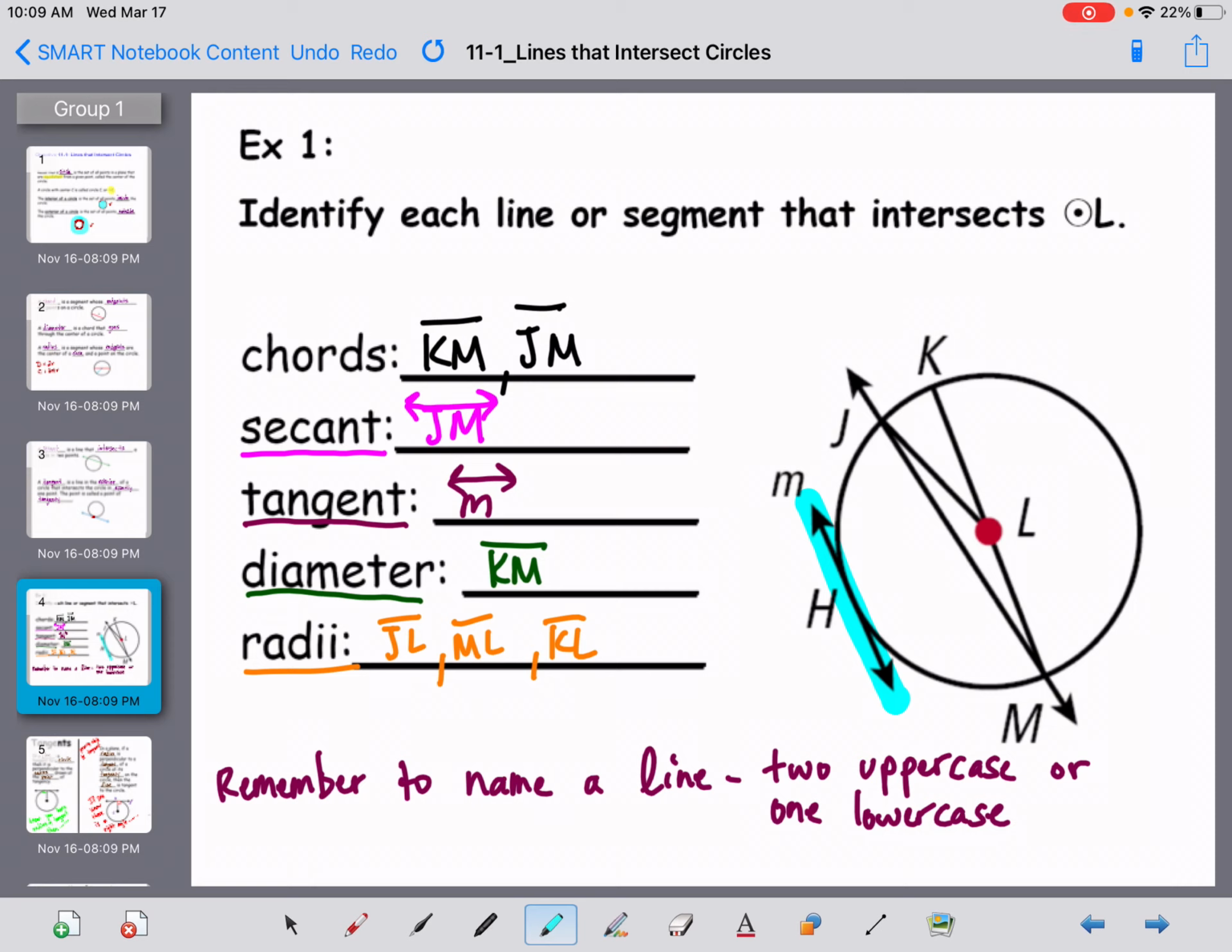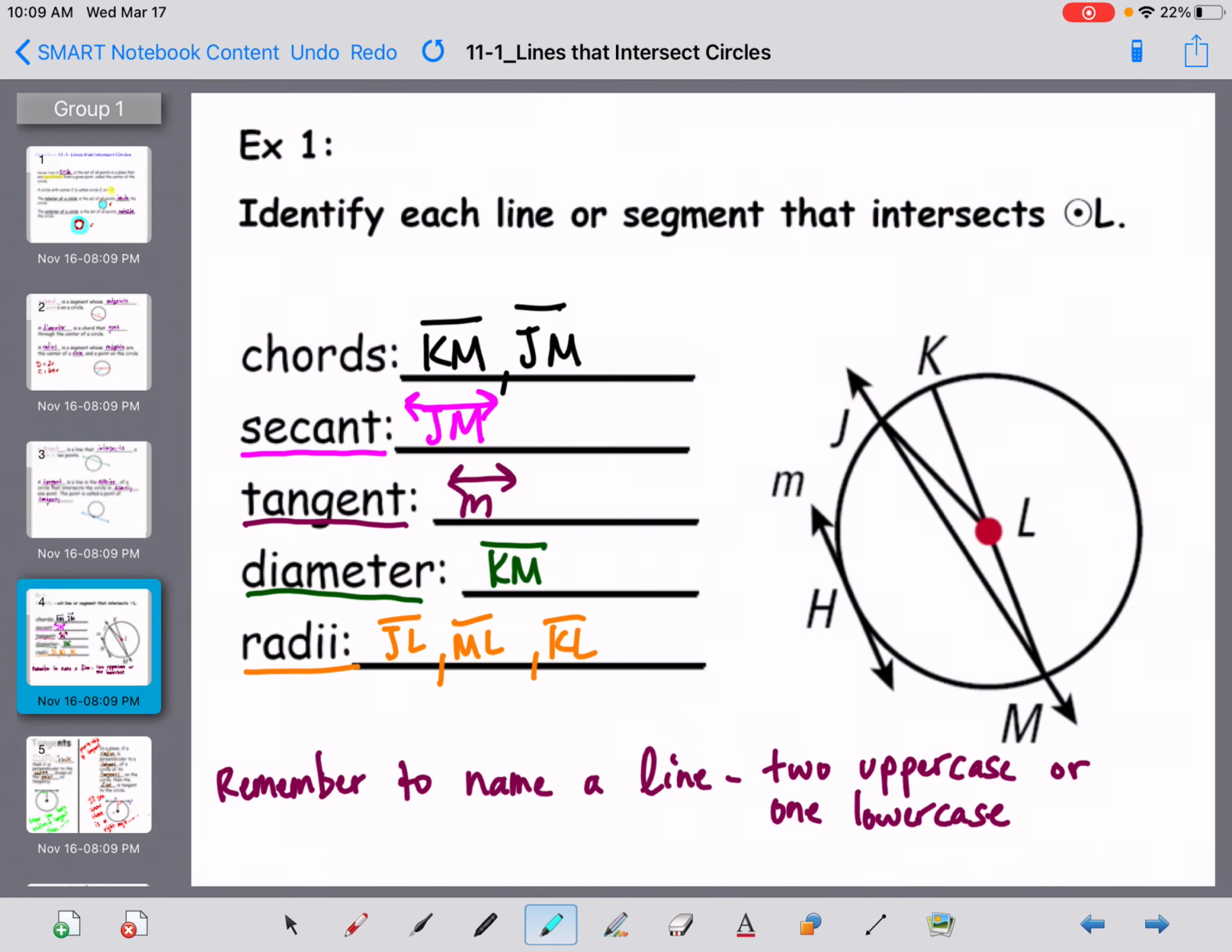All right, I want you to remember that in order to name a line, you have to use 2 uppercase letters or 1 lowercase letter. If you had to label the diameter, well, as you can see, here's the center, and the only thing that goes from one end of the circle to the other end of the circle would be segment KM. So KM is the diameter of the circle.